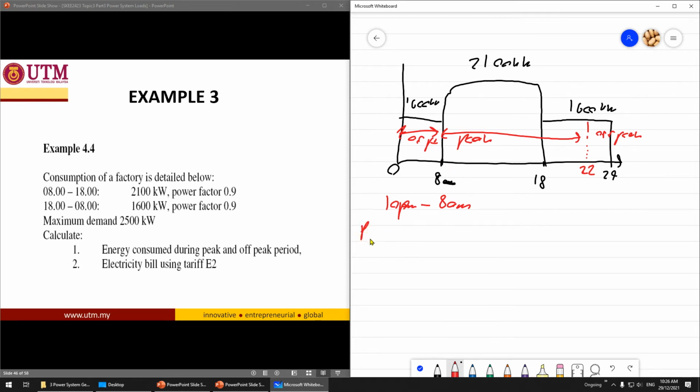So we calculate the peak first, the peak period. For the peak period, you can see here is 2100. You have 18 minus 8, the hours, and then plus 1600 from 22 to 18. Make sure you use the higher hour minus the lower hour. You cannot have negative energy, negative hours, you cannot have that. This is for the peak hour, peak period. For this one just use your calculator. Let me pause the video first.